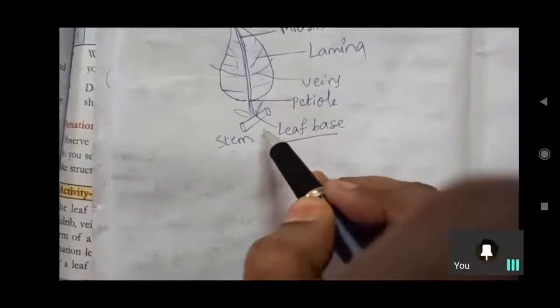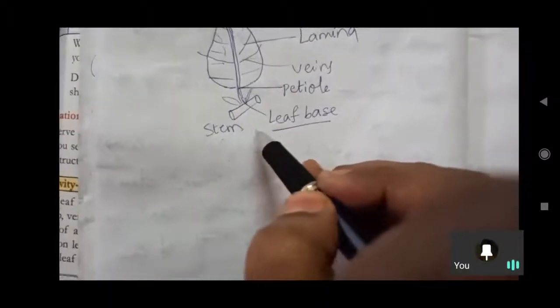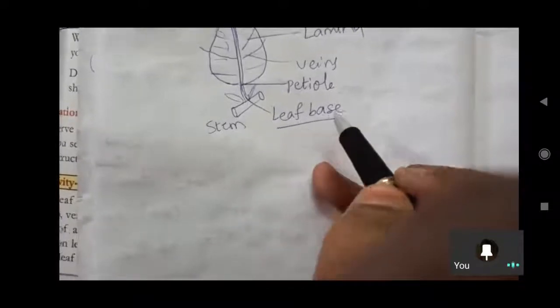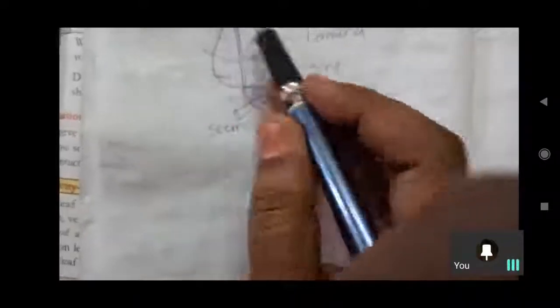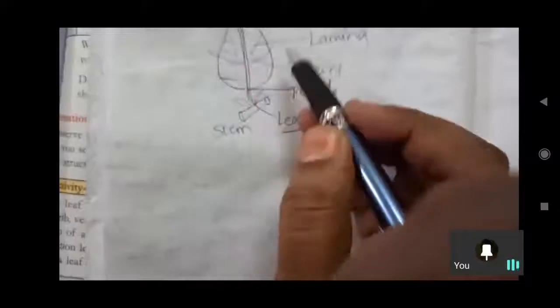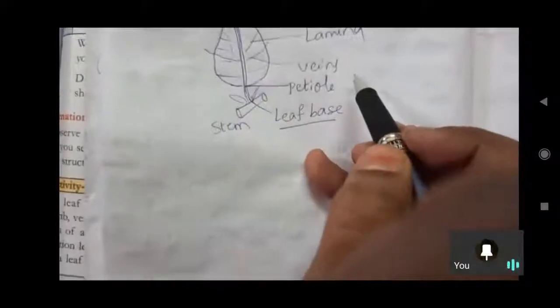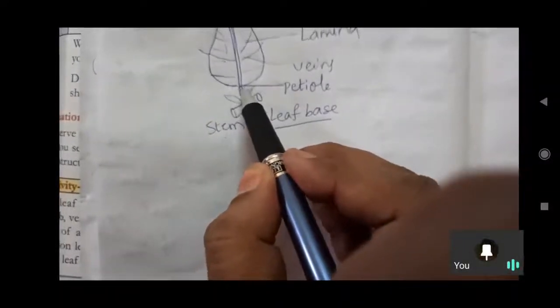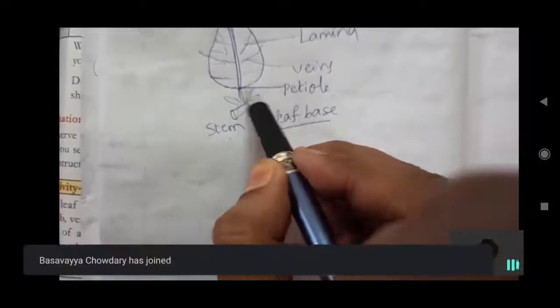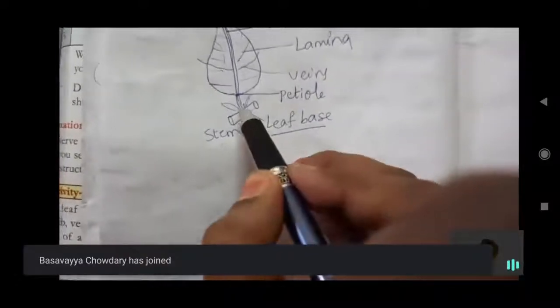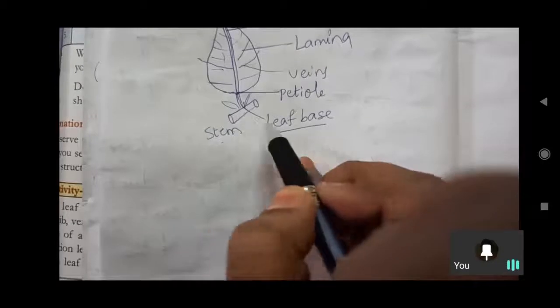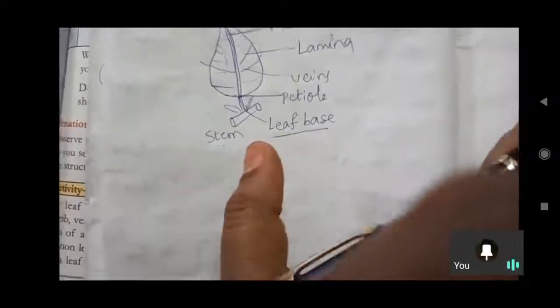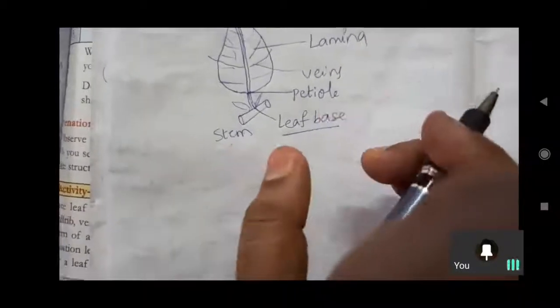And the leaf where it is attached to the stem is called the leaf base. The middle flat surface is the lamina, the middle line is the midrib, and the small lines are veins. The ending of the leaf surface is the petiole, and the part where the leaf attaches to the stem is the leaf base. Okay, these are all the parts of the leaf.